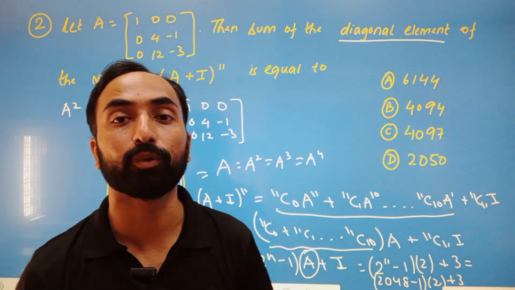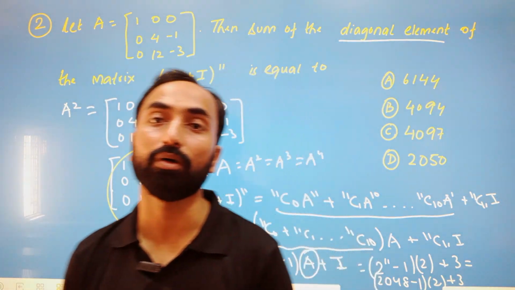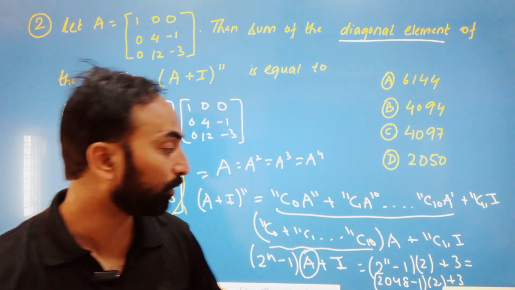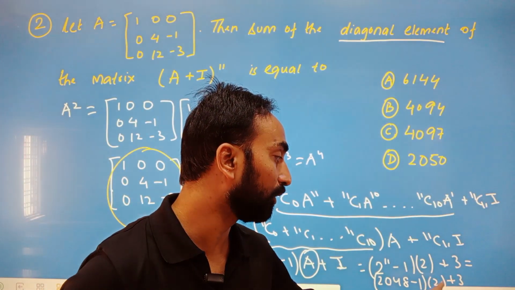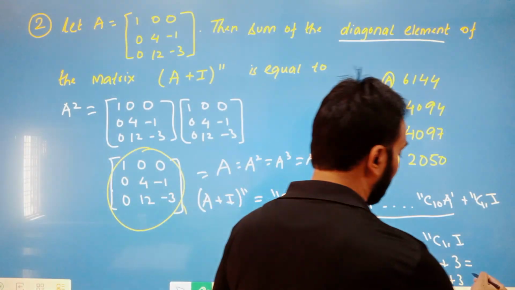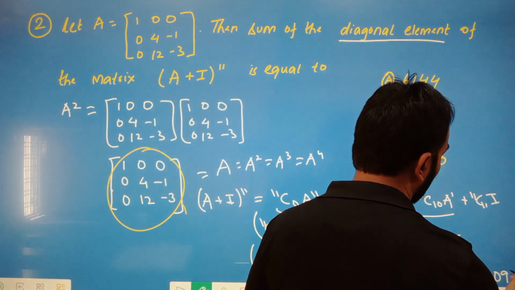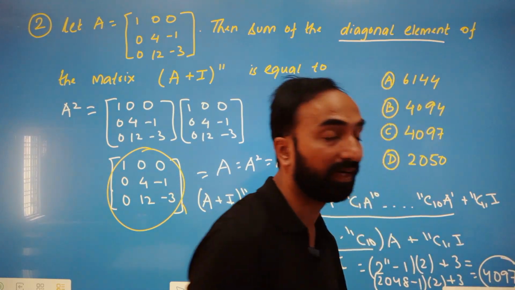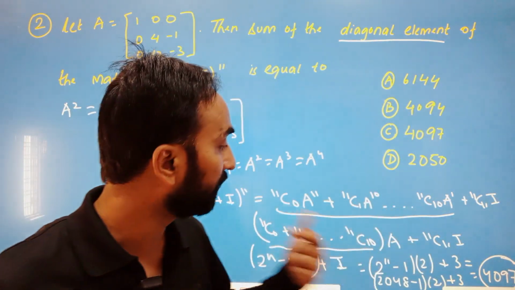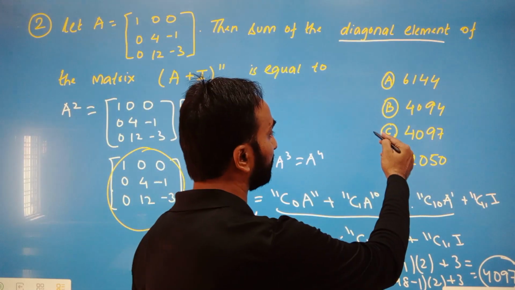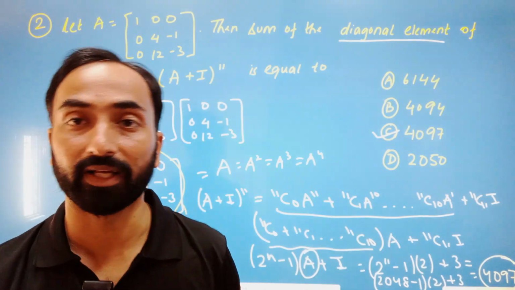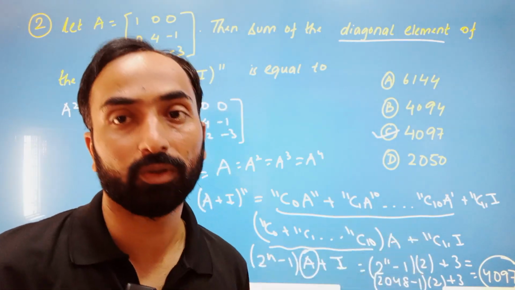2048 minus 1 is 2047, and 2047 into 2 is 4094. 4094 plus 3 is equal to 4097. So the final answer which I am getting is 4097. Let's see, is there any option 4097? Yes, option C is 4097, and this is the correct option. So the correct option of this question is 4097.